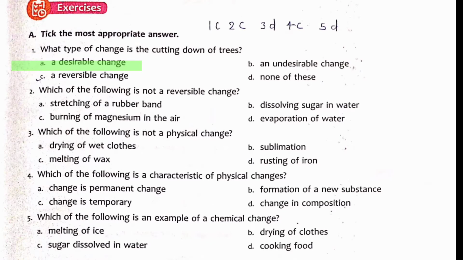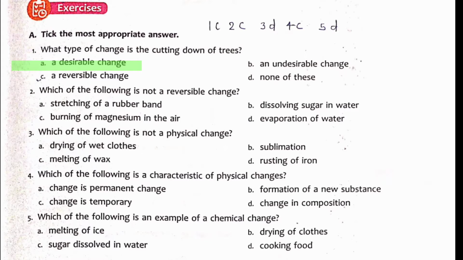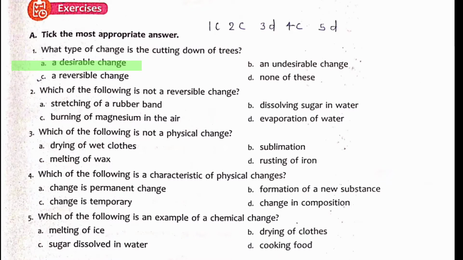Answer is A, desirable change, because it is not a reversible change, because after cutting a tree we can't grow the same tree again, and none of this is not the option. And then B number is undesirable change.